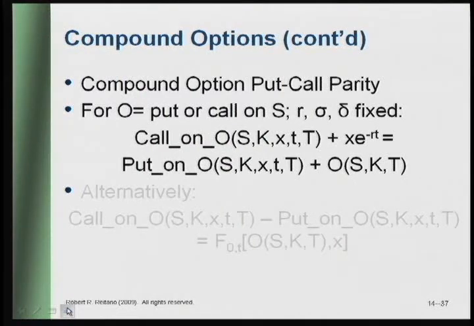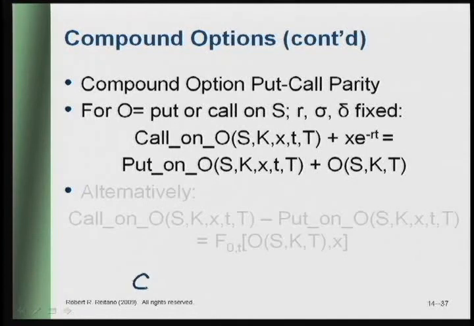There is a compound option put-call parity. Put-call parity is a general notion. We've seen various generalizations of it in earlier modules, and here we'll see yet another one. What put-call parity says is that if we have a call on an option plus a T-bill that matures at X, where X is the strike price of the first option, that's the same as a put on that option plus the option itself.